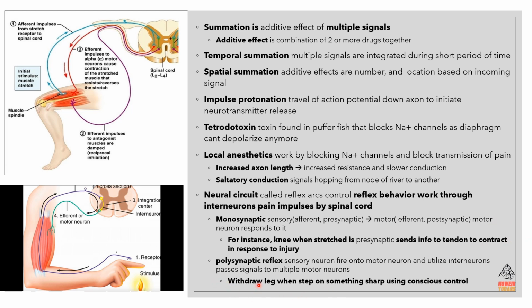Next, you have the polysynaptic reflex. So these are sensory neurons that fire onto the motor neurons and utilize interneurons to pass signals to multiple motor neurons. So for example, you consciously control withdrawing your leg when stepping on something sharp, and then you use your conscious control, like I said. All right, so this is like autonomous, right? Automatic.